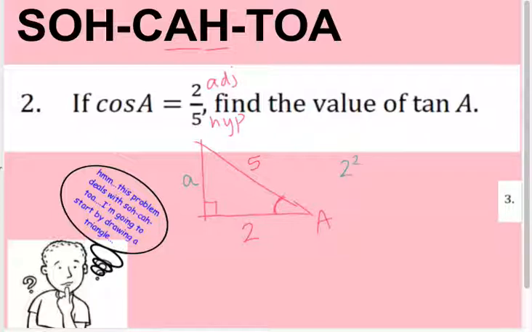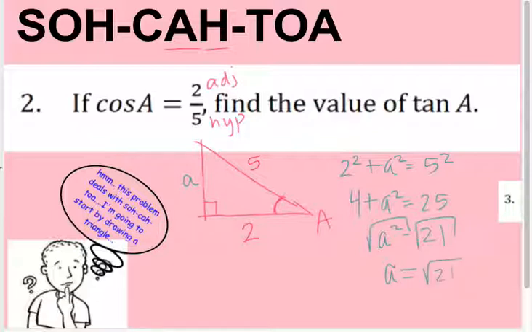So I have 2 squared plus a squared is equal to 5 squared. So this is 4 plus a squared is equal to 25. I would subtract 4, so a squared is equal to 21. Sorry, jumping the gun a little bit there. So this is 21. If I take the square root on both sides, a is equal to the square root of 21. So this side here is equal to the square root of 21.